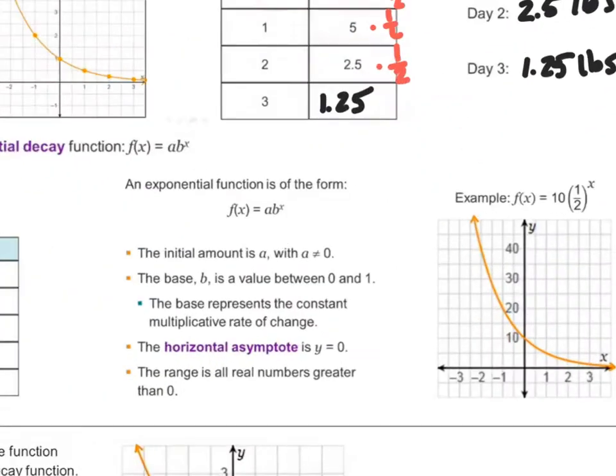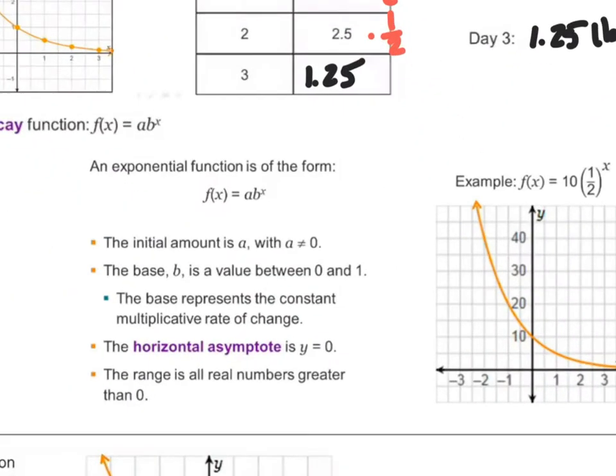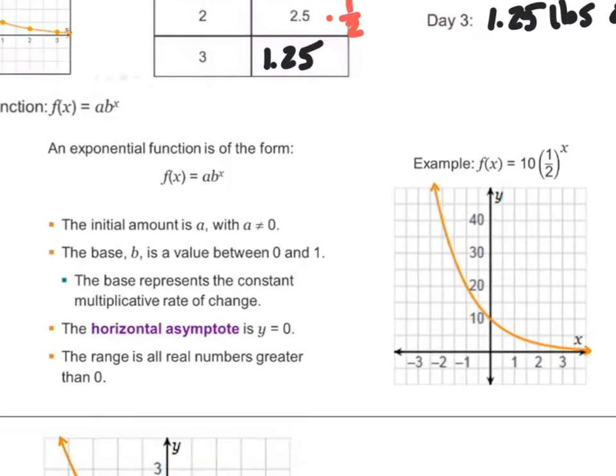We've already established that the value of b is between 0 and 1. The base represents the constant multiplicative rate of change. And you still have the same idea here as far as domain and range goes. Your domain is going to be all real numbers. You can plug in negative numbers, you can plug in 0, and you can plug in positive numbers.